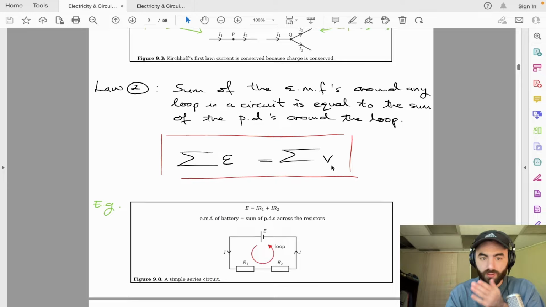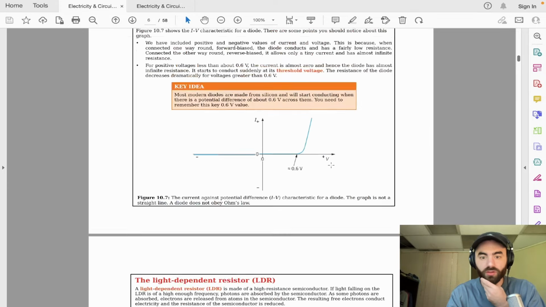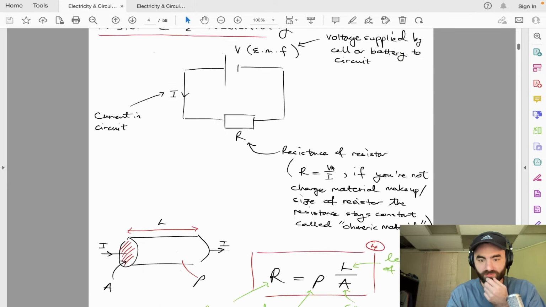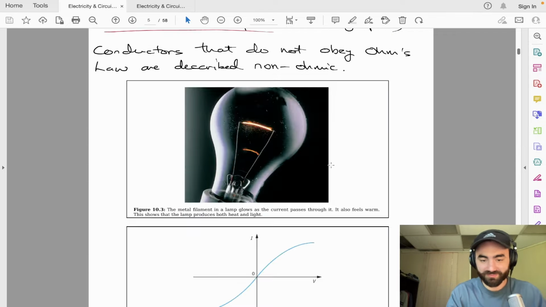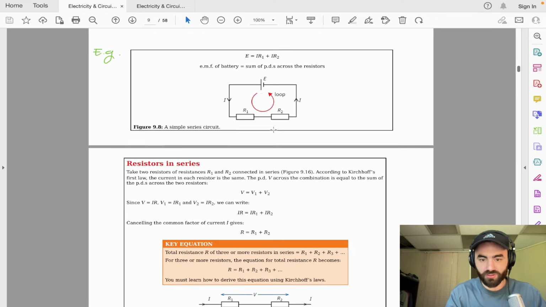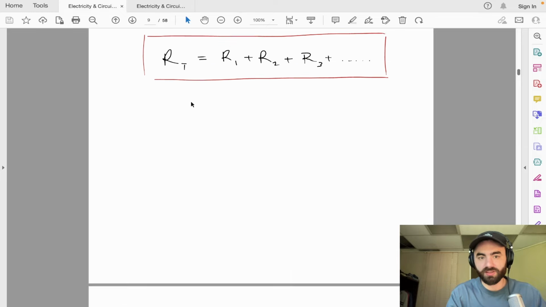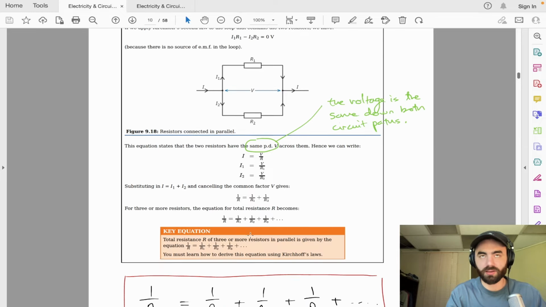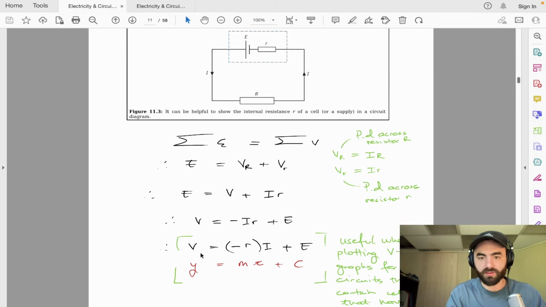And so these two laws are important, and from these two laws, we can derive the series and parallel resistance.